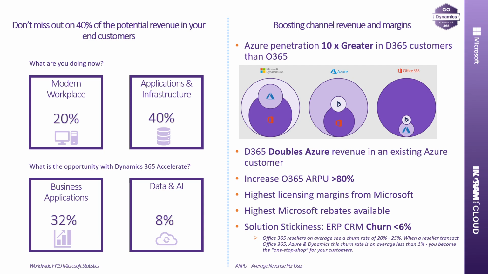We see on average Microsoft 365 resellers have a churn rate of around 25%. And actually, that's not customers just moving, say, from a Microsoft solution to, say, using Google or anything else. That's just moving from one Microsoft reseller to another, staying on Microsoft 365. So Microsoft don't see that churn, but the partners are seeing it. But actually, when you add Dynamics 365 into your offering, what you're actually doing is improving your churn rate to less than 6%. And if you're also transacting Azure, less than 1%, you become that one-stop shop for your customers.